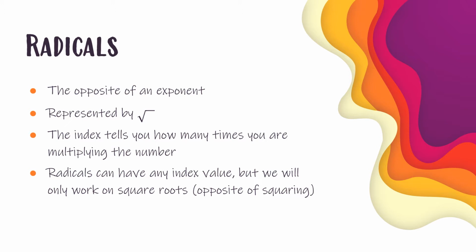The index tells you how many times you are multiplying the number. So the index goes in front of the square root symbol. If you were to see something like this, that means that the index is 3, and I'm trying to find 3 numbers that I can multiply to equal that. So for example, if there was a 27 underneath that radical, I can multiply 3 times 3 times 3 and get 27. So the cubed root of 27 is 3.